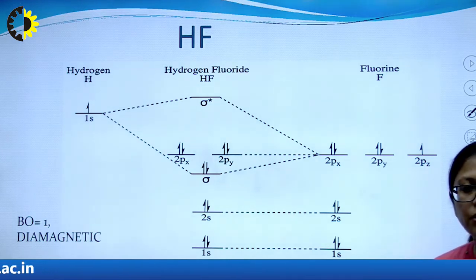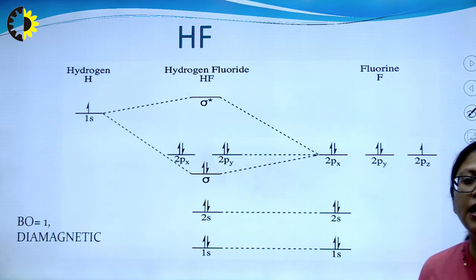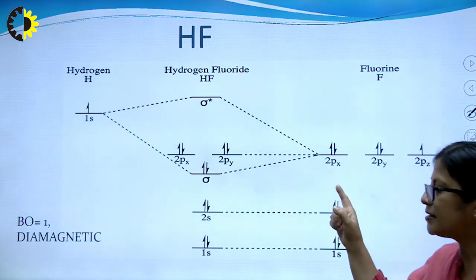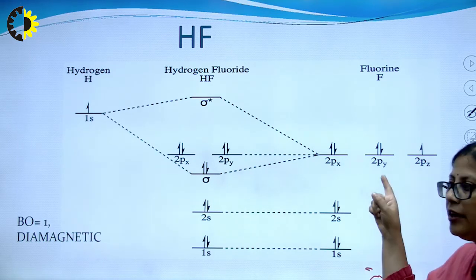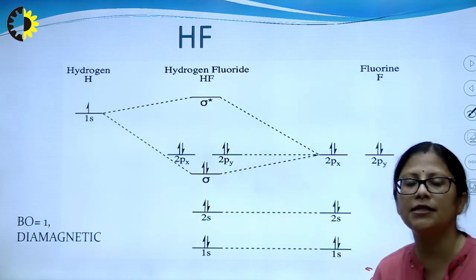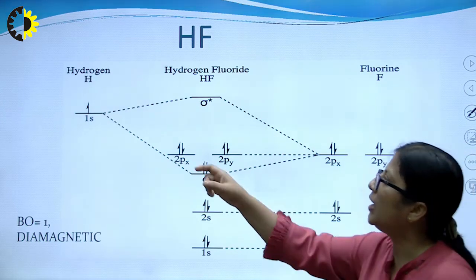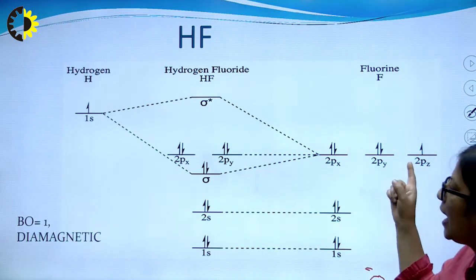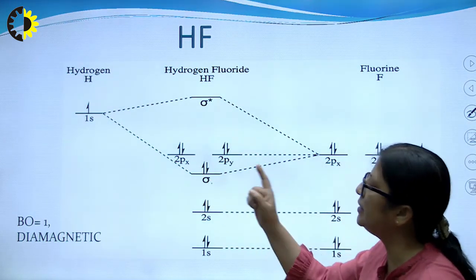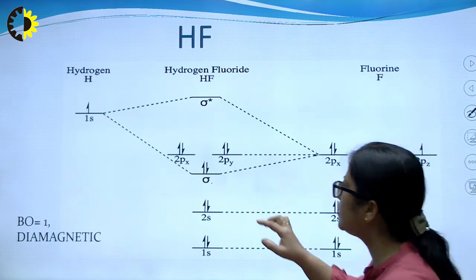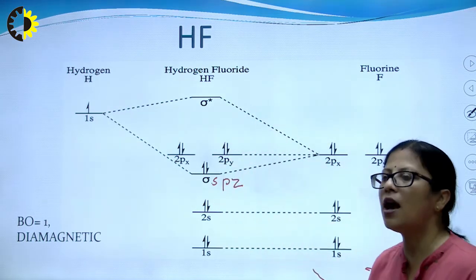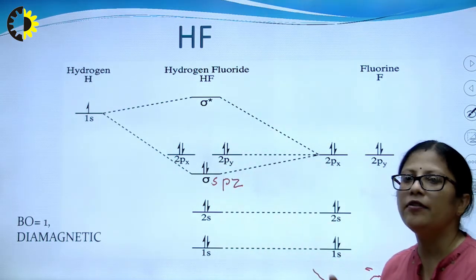Due to symmetry restrictions, the combination takes place with the 2pz orbital of fluorine. Now, in this case, the 2px and 2py, since they are fully filled, stay in the non-bonding state, and the 1s of hydrogen combines with 2pz of fluorine, and the 2 electrons get filled in the sigma spz orbital. This orbital is sigma spz, whereas the sigma star spz molecular orbital remains empty.